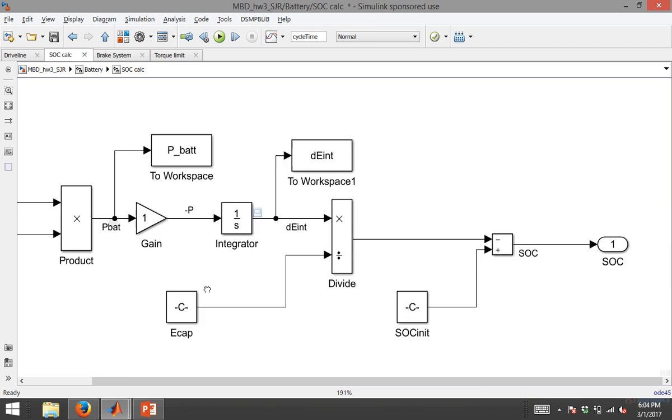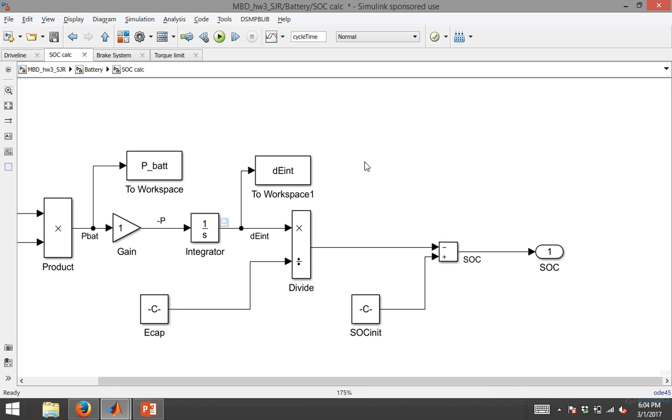Probably in here. Yeah, so here we have DE int. So that's, at the end of the simulation, going to be the total energy consumed in the pack. And since we're a BEV, it's always going to be that we've consumed energy.